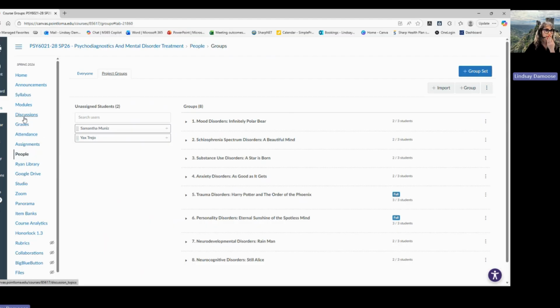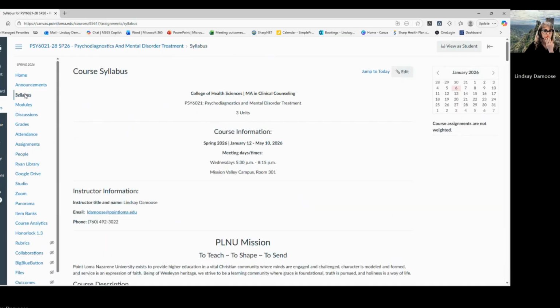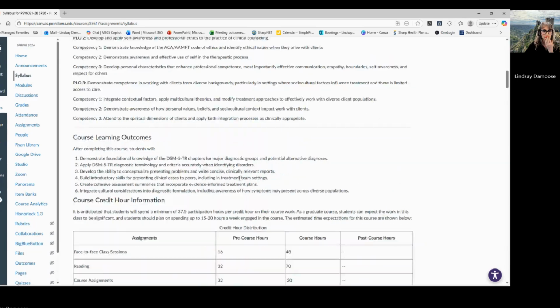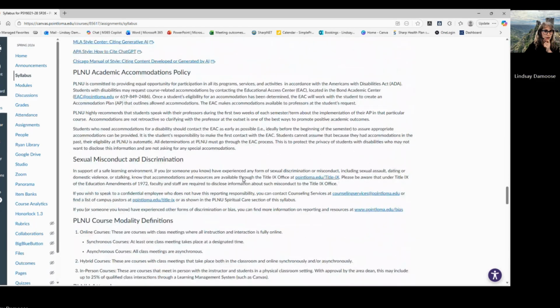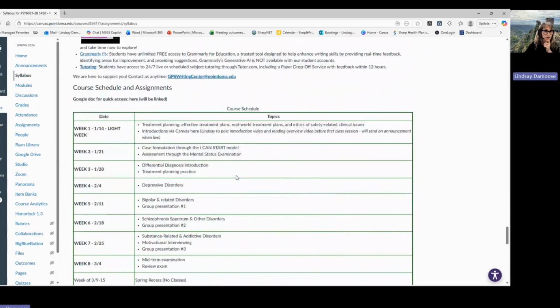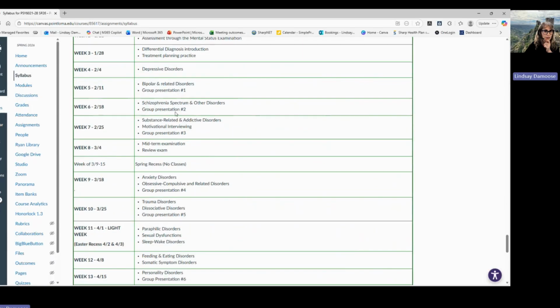That is going to correspond with your calendar of who's doing what when. And so your group presentations start with bipolar disorders. The first one is February 11th. Not every week has a group presentation, but most of the weeks do once we get started.